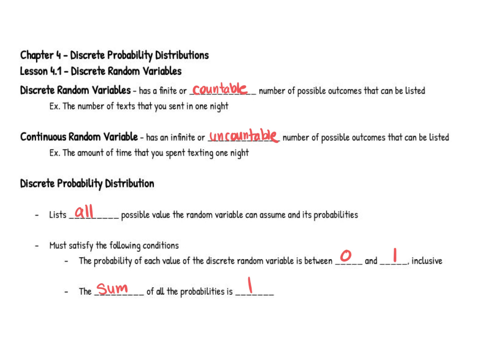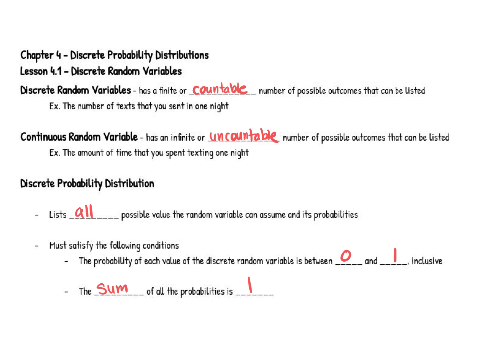Hey guys, today we're going to talk about Chapter 4, Lesson 4.1, Discrete Random Variables. So a discrete random variable has a finite or countable number of possible outcomes that can be listed. This could be the number of texts that you sent in one night. You could count out how many there were.